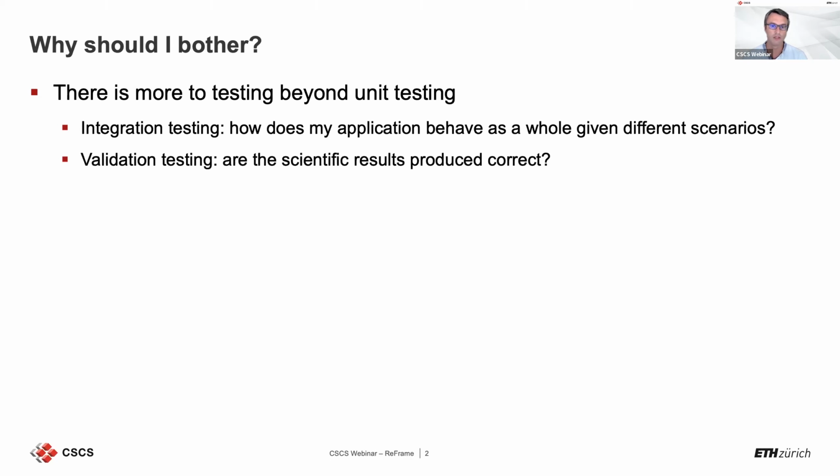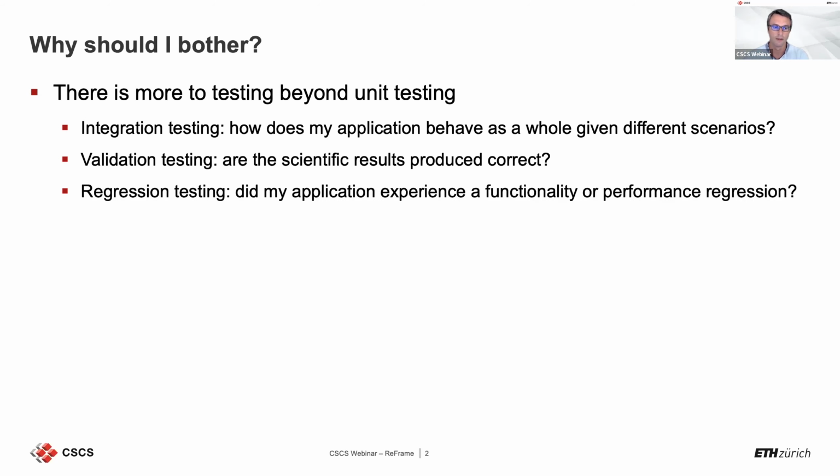That also comes to validation testing, especially useful for scientific results, because you might make a change to your application and then get incorrect results, which cannot easily be spotted by unit testing in specific cases, because it might be multiple components that interact and finally produce a wrong result. So you need to somehow write tests that catch this.